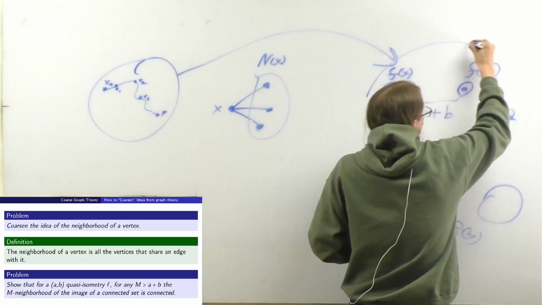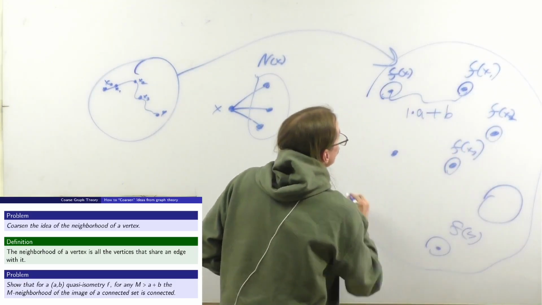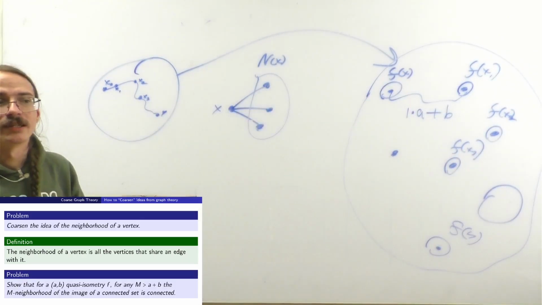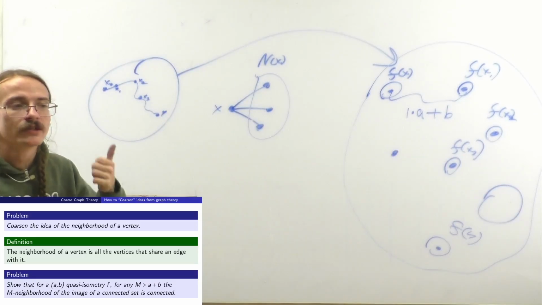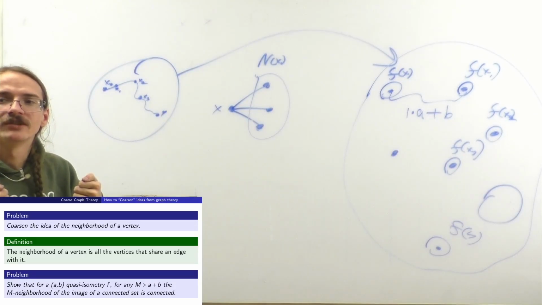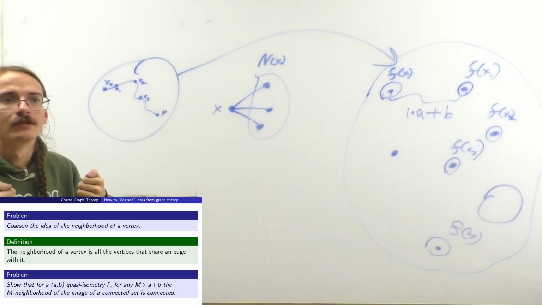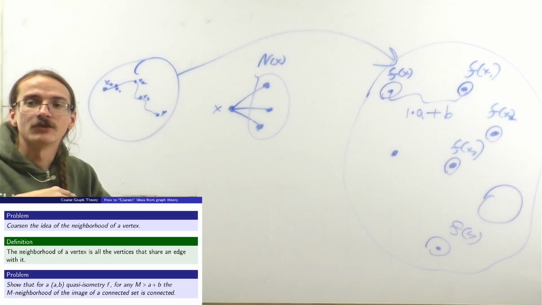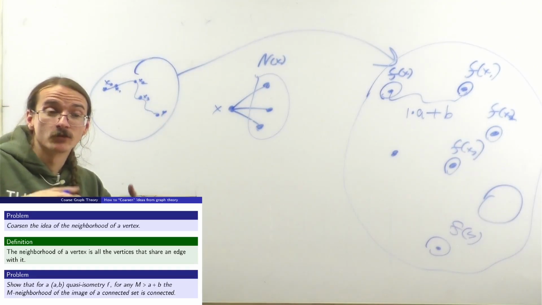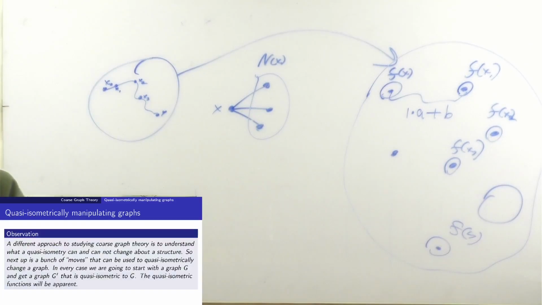Suddenly my set, I'm just taking a big bubble around it and adding all of that into it. And now it's connected. That's why we like m-neighborhoods. If you take a neighborhood around things, then you get back connected sets, which is cool. Take me to the next one.